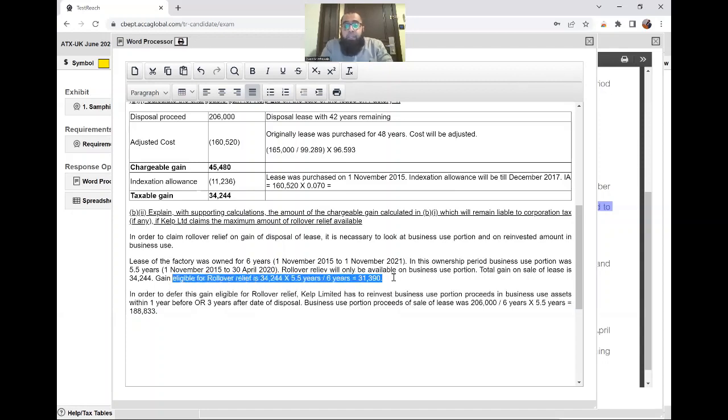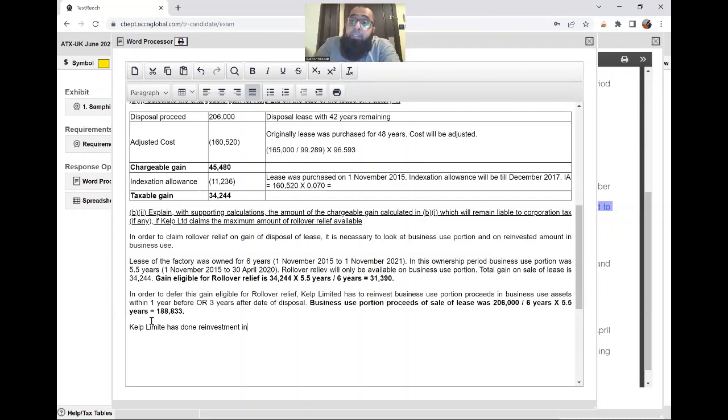We have this business use gain, and we have this business use proceed. Now, if we reinvest this 188,833, our business use portion gain will get deferred. Now, Calp Limited has done reinvestment. Now, let's look at the reinvestment.